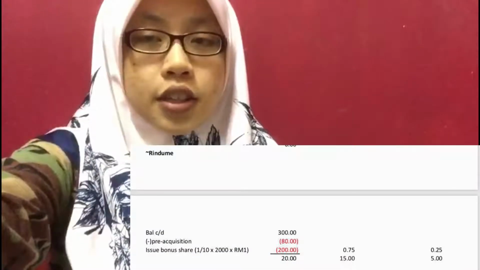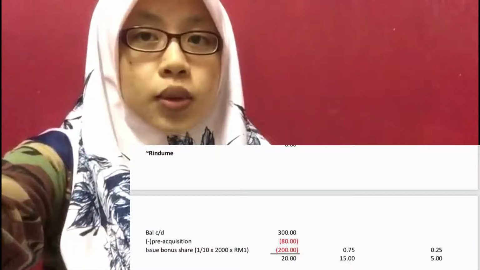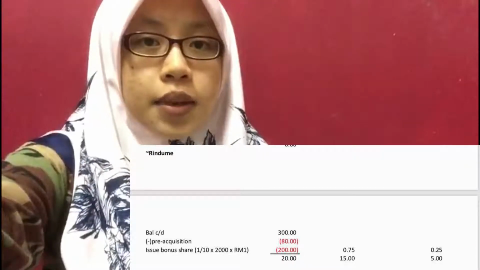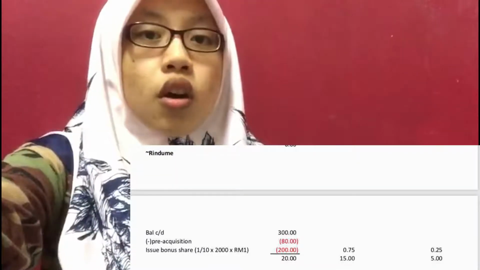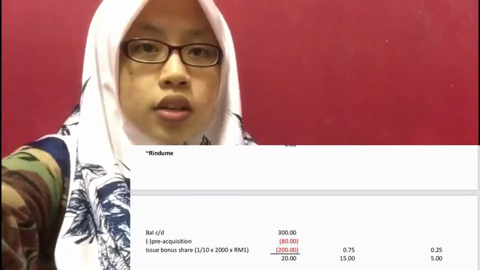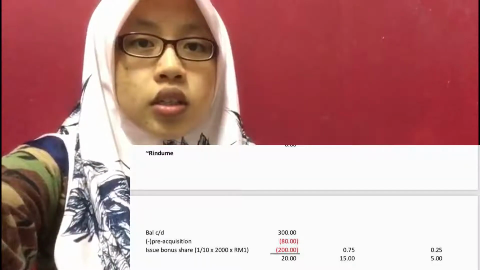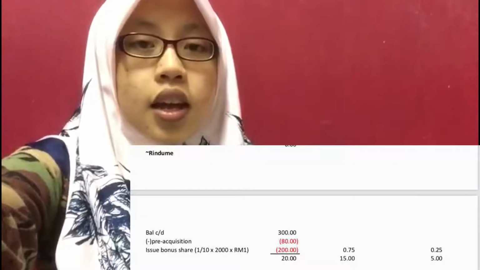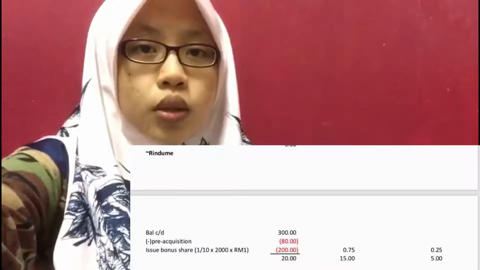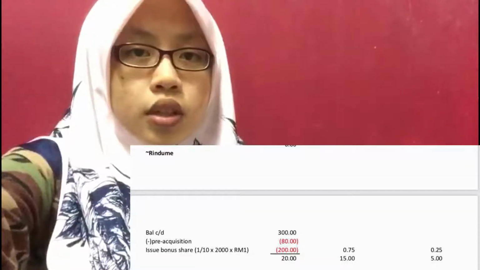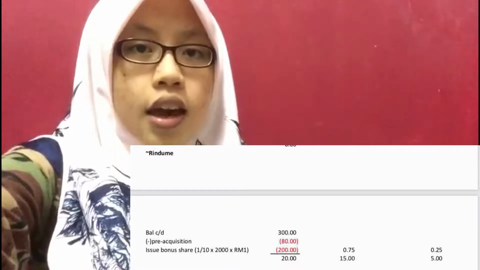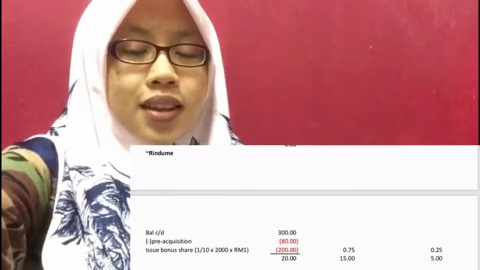Next is the general reserve of Rindumi. The balance CD of the general reserve is 300 minus the post acquisition 80 million, and minus the adjustment of issuance of bonus share 200, we get 20 million. This amount is apportioned into the group general reserve and NCI. Under group general reserve, we get 15 million, and under NCI, we get 5 million.